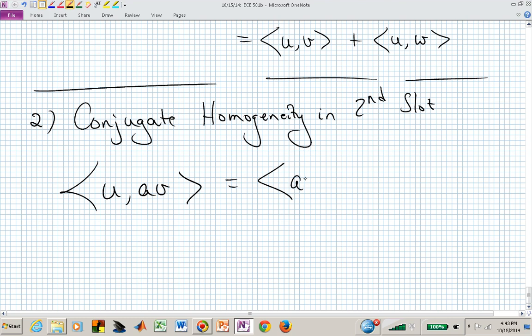Meaning now, if I can stay awake long enough, we have AV comma U conjugated. But again, we can play with that conjugate, holding that off until the very end, and we know how to treat this inner product of AV comma U when we have a scaled first slot. That's the homogeneity of the first slot. So that we can now say that's A VU conjugated.